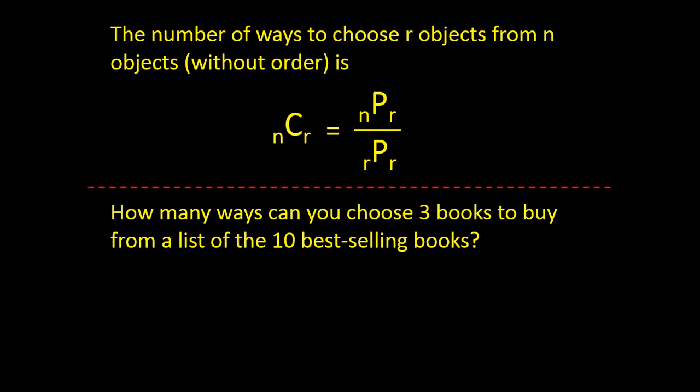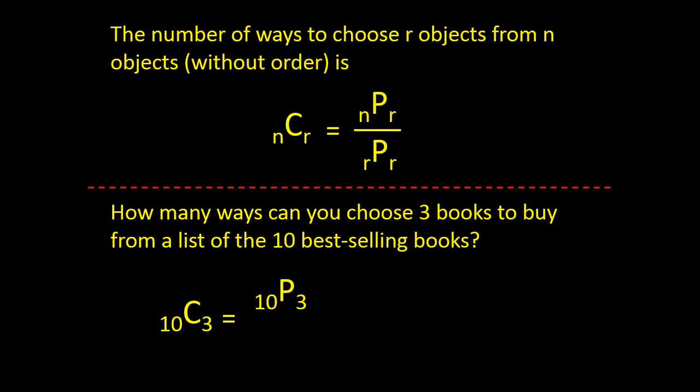How many ways can you choose 3 books to buy from a list of the 10 best-selling books? Now, since it doesn't matter what order we choose the books in, we're going to be using a combination here. We are trying to choose 3 books out of 10 where order doesn't matter.